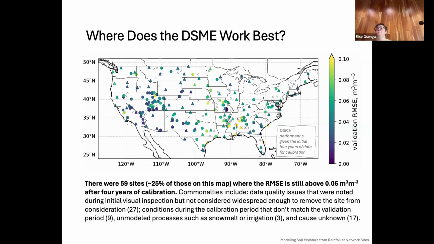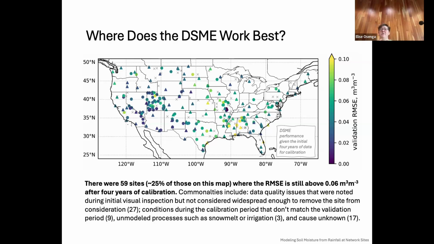Of those sites where it was not able to get below 0.06 with 4 years of data, about half of those, when I went in later, I could find more data quality issues that just hadn't been widespread enough for me to flag the first time through. More of those spikes in soil moisture, but maybe it only happened for a few months, so I didn't discard that station right away.